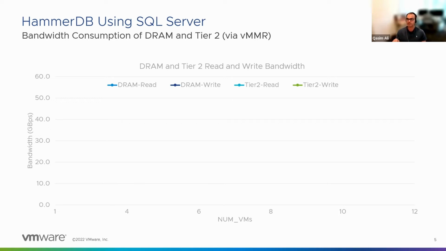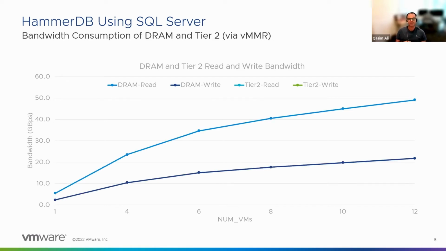In this case, on the x-axis, I have the number of VMs running, and on the y-axis, I have the bandwidth in gigabytes per second. Now, the first set of charts is the DRAM activity. You can see the DRAM read and write almost adding up to 60 gig, which is pretty high for a workload. Now, how much of that bandwidth is going into the other tiers?